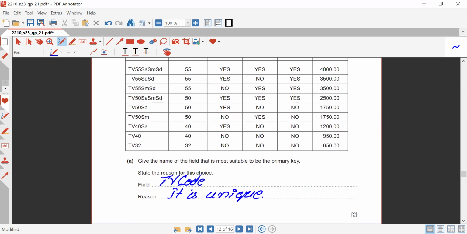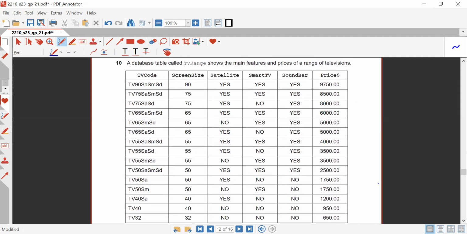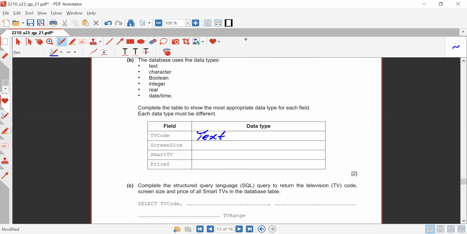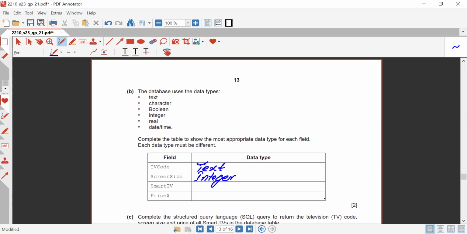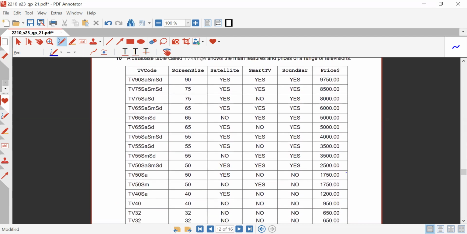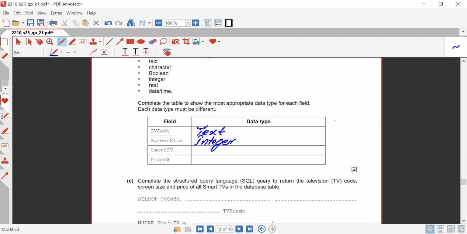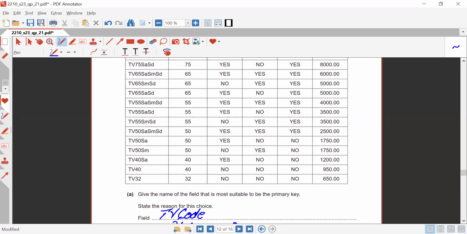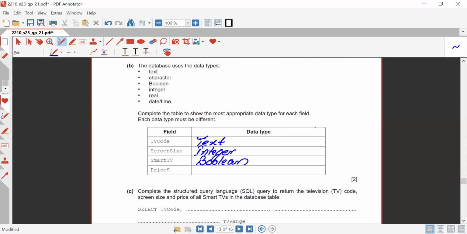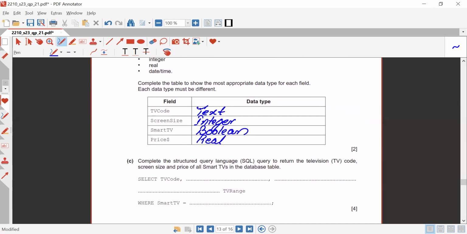For screen size, we do have it in numbers. So the number will be an integer, which they have given you over here. Now for the smart TV, we do have a yes or a no. That means it's a Boolean. And finally, for the price in dollars, they haven't given us the currency. So we will be taking it as real. If they had given us the currency, then it could be currency as well.